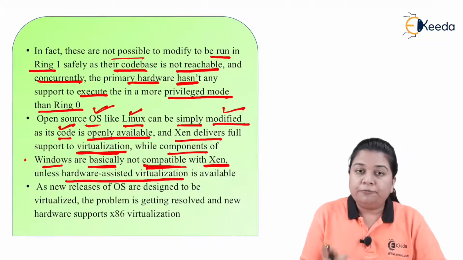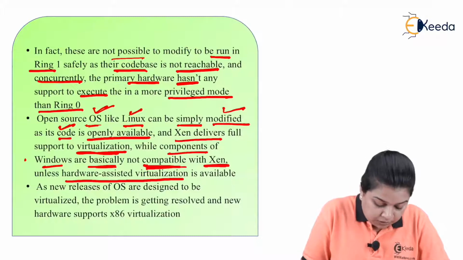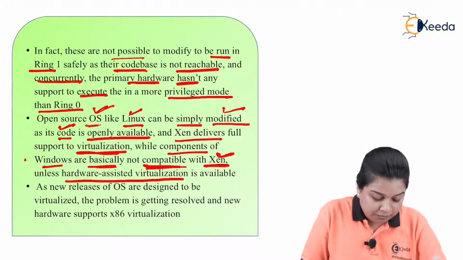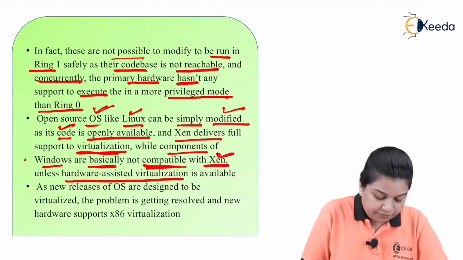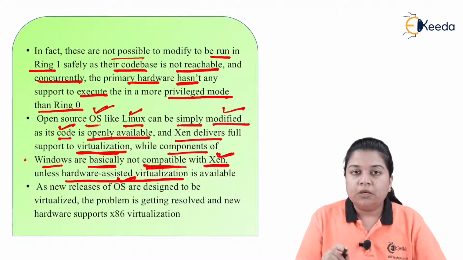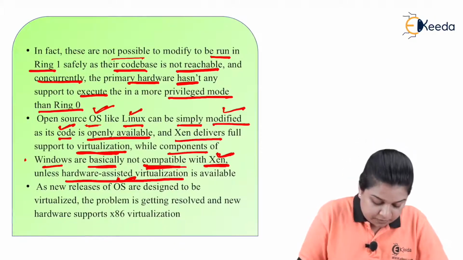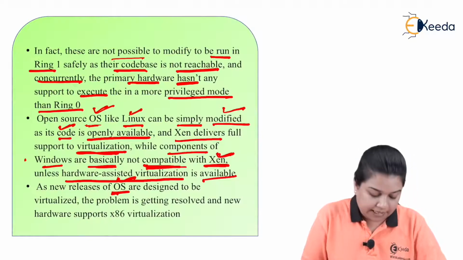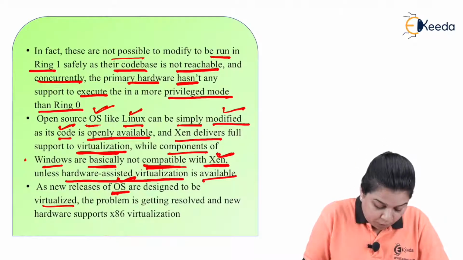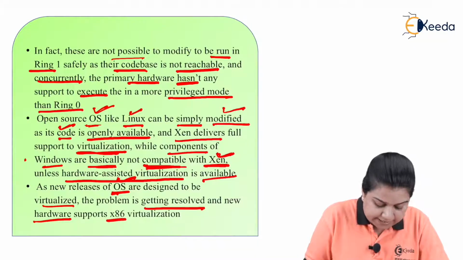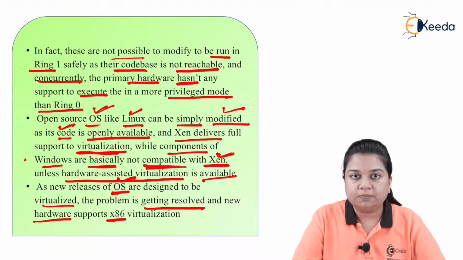Thus, the compatibility of Windows with Xen can be achieved unless hardware-assisted virtualization for Windows via Xen is available. As new releases of operating systems are designed to virtualize, the problem is getting resolved and new hardware supports x86 virtualization.